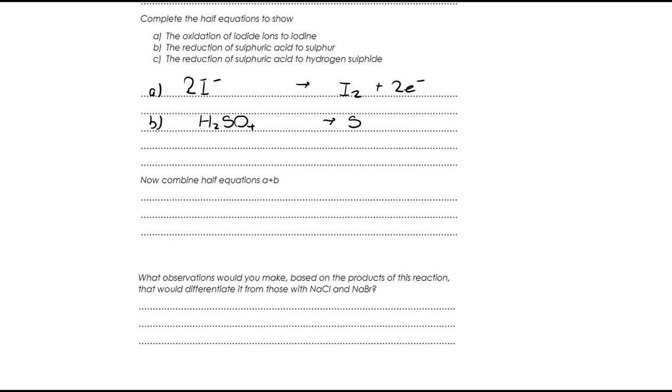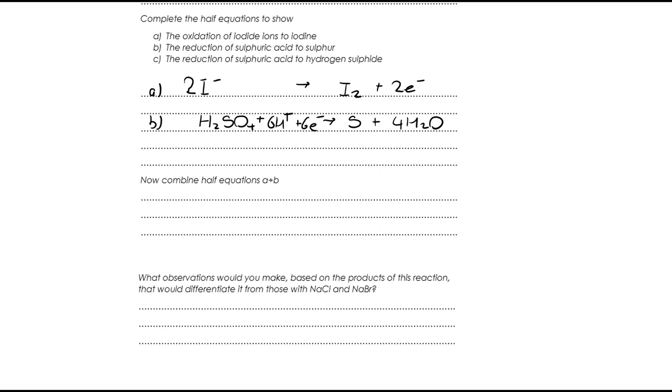Moving on to B, H2SO4 goes to S. My S's are already balanced. So I balance the oxygens. And to do that, I add water. I need 4 H2O on the right-hand side. I then balance the hydrogens. At the moment, I've got 2 hydrogens on the left and 8 on the right. So I'm going to need 6 hydrogens to balance those out. And finally, I'm going to balance charge, and I do that by adding electrons. My total charge on the left is +6. On the right, it's 0. So I need 6 electrons on the left to balance those out.